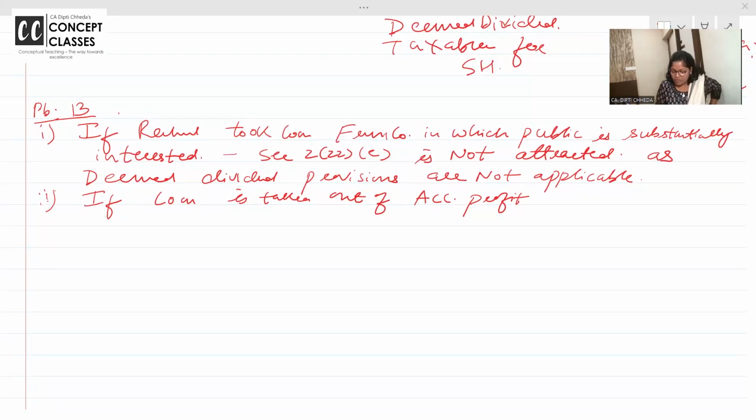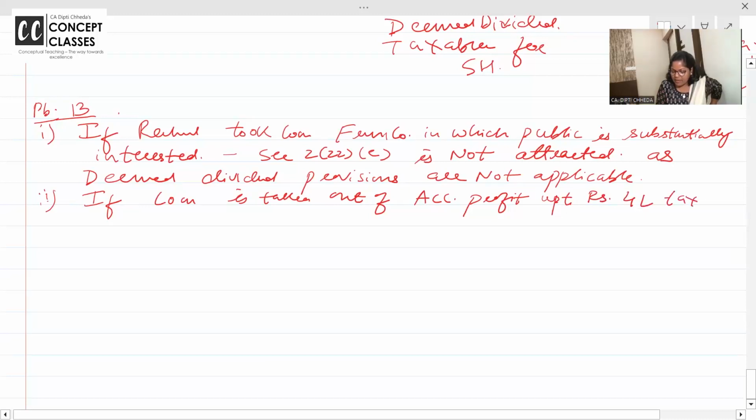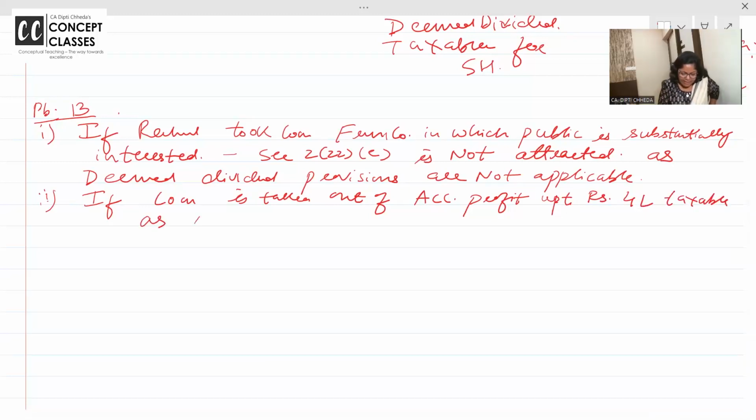If the loan is taken out of accumulated profits, up to rupees 4 lakh is taxable as deemed dividend. Section 2(22) clause (e). Clear? But ma'am, the loan taken is 5 lakh. Out of accumulated profits, how much of the loan is taken? 4 lakh. That will be taxable as deemed dividend, income from other sources. अच्छा है, clear है.